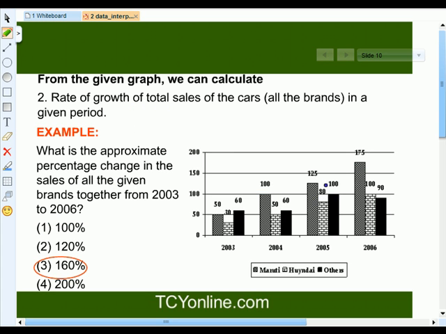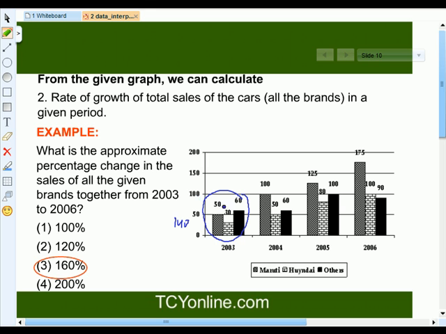Now similarly the second question is: what is the approximate percentage change in the sales of all the given brands together from 2003 to 2006? We solved the same question using a two variable graph. Now by using this bar chart we have to solve this question. We know that the sales of all the given brands together in year 2003 will be simply by adding all these sales together, that is 50 plus 60 plus 30, that makes it equal to 140.